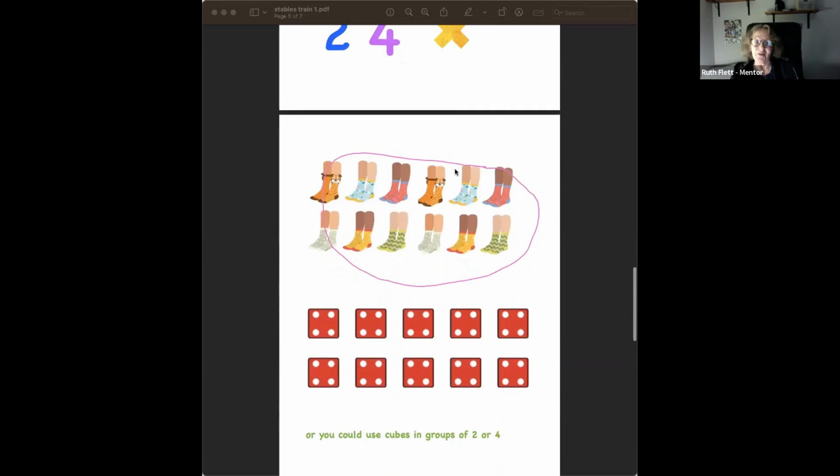I can't get rid of my pen now. You might use pairs of socks to help them with their counting. If they can't do it themselves, you might choose to use cubes that you'd put together so they've got something to touch and move around. So you'd put those cubes in groups of 2. So you can do the same thing with the 4 times table.